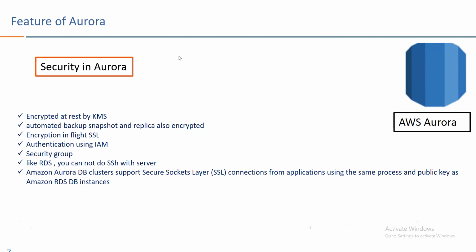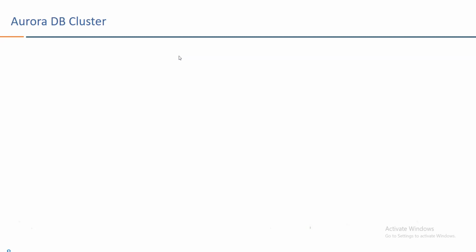An Amazon Aurora DB cluster supports secure socket layer connections from applications using the same process as an Amazon RDS DB instance, like the SSL socket connection we used to do. Similarly, we can do it with an Aurora cluster. Now, what are the instances available in an Aurora DB cluster?